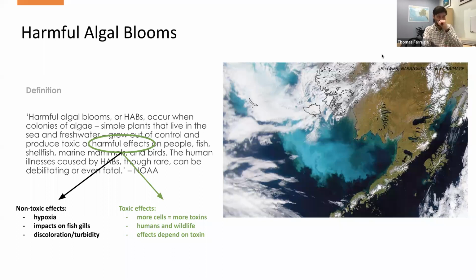And then within the toxic effects, this happens when these cells are not only really abundant, but also produce toxins. And so the more cells there are, the more toxins there are usually, which is why we're trying to be aware of these bloom conditions. These impact humans and wildlife. And the effects that are felt by humans and wildlife depend on the toxin itself that's being produced, and therefore on what organism is in the bloom condition.